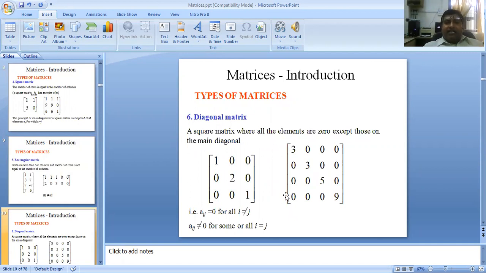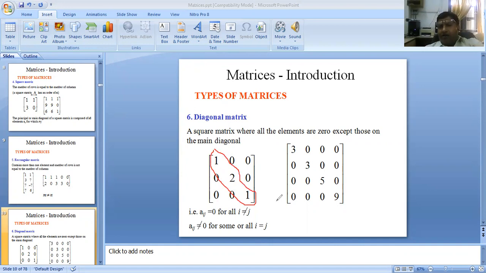After that, there is a diagonal matrix. A diagonal matrix is a square matrix. It means the order of the matrix is square, so the number of rows and columns of the matrix must be equal. So when we talk about the diagonal matrix, a square matrix in which all the elements except the diagonal elements are zero is called a diagonal matrix.